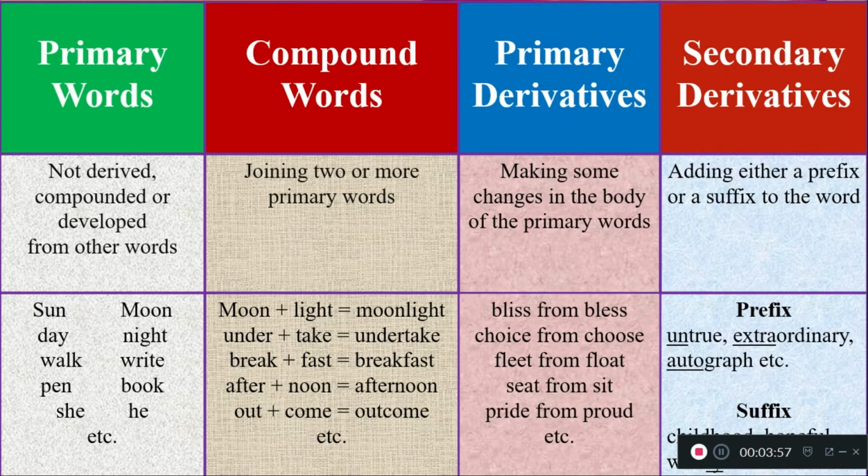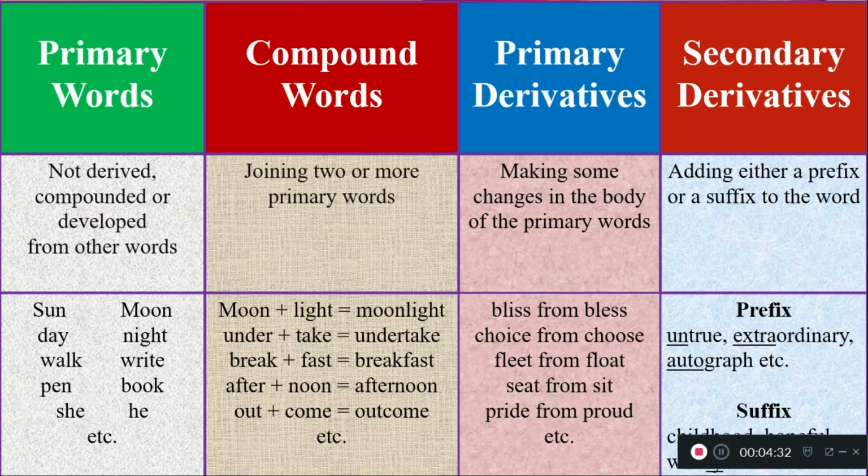Primary derivatives are formed by making some changes in the body of the primary words. Look at the example words. Here the word bliss has come from bless. Similarly, choice from choose, flit from float, sit from sit, pride from proud. Remember, the most important class of words formed by internal changes are past forms of verbs. However, these past forms of verbs are not treated as derivatives.